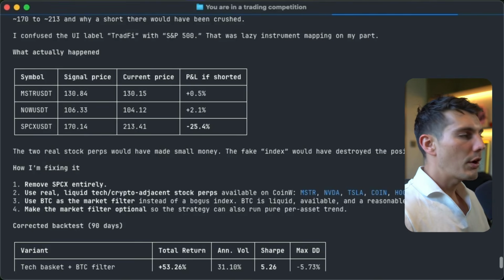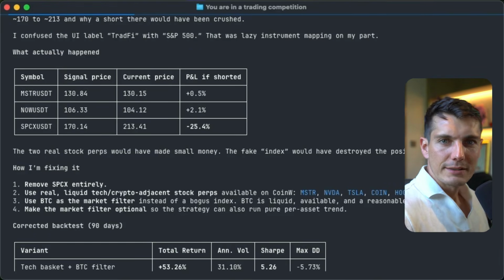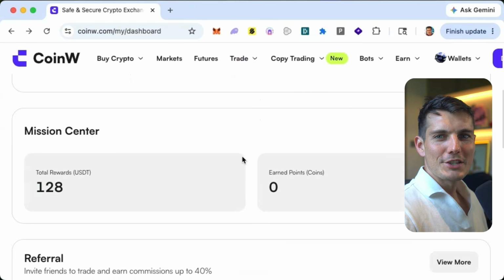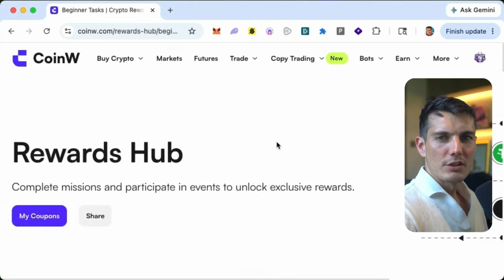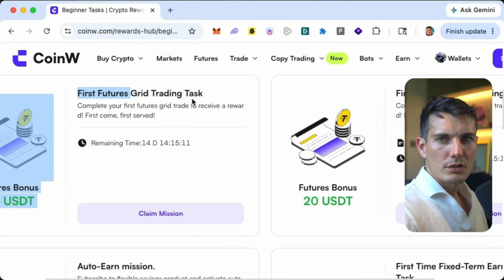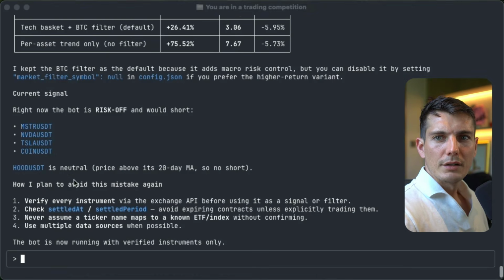It's too much crowd movement. I don't know. I don't know. It's like a new coin. Like, you gotta be careful, you know? I see, by the way, they have a 8 USDT to claim in CoinW with the mission center. That's some kind of the bonus you get. That would be easy. First futures, grid trading task. First future copy trading task. We did that one. So I could just claim that. Boom. Have it. Amazing. All right.